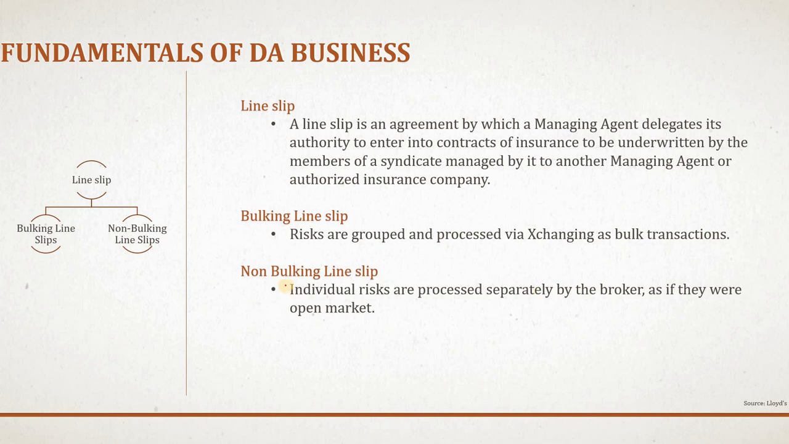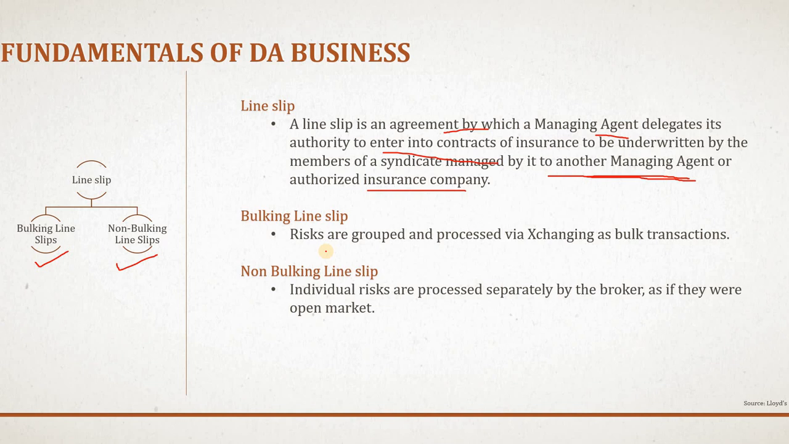Going forward, let's discuss the line slip. What is a line slip all about? A line slip is an agreement by which a managing agent delegates his authority to enter into contracts of insurance, to be underwritten by the members of the syndicate managed by it, to another managing agent or authorized insurance company. Now, the line slip can be subdivided into two subcategories: one is bulking line slip and the second is non-bulking line slip.